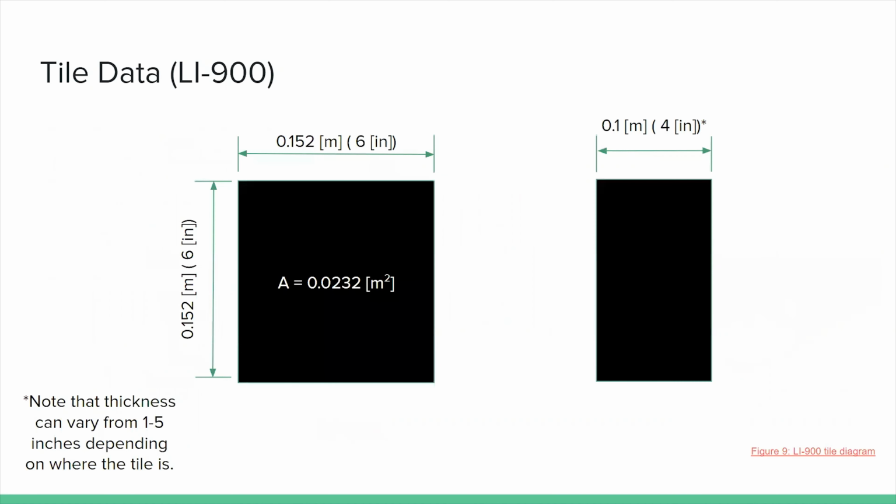Here is a cross-section of an Li900 tile that shows dimensions. As you can see on screen, it roughly measures out to a square with 0.0232 square meters of area, with a thickness of 0.1 meters. The thickness can vary from 1 to 5 inches depending on where it's located on the shuttle, but for the purposes of this study, we will be using a thickness of 4 inches, which converts to 0.1 meters.